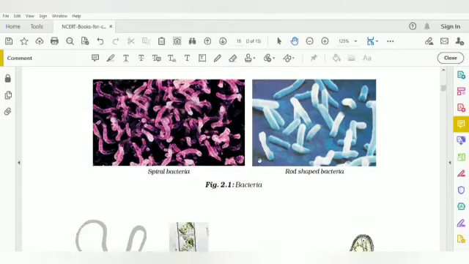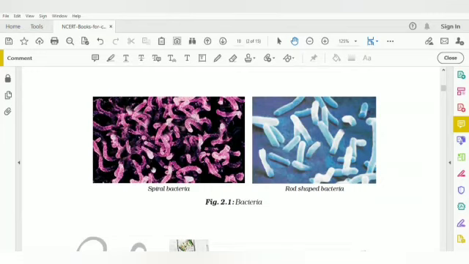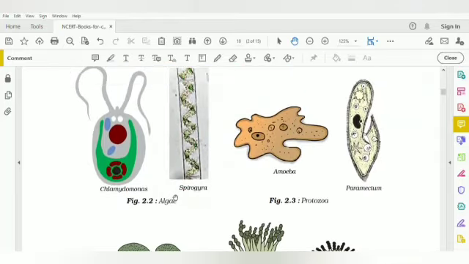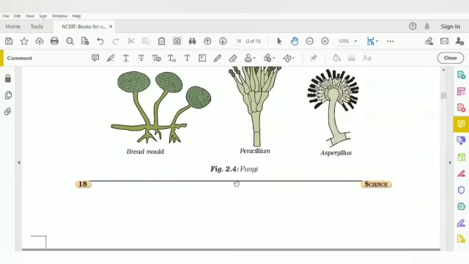So now let me show you the examples of bacteria. As I told you, the spiral bacteria, spirilla, and the rod-shaped bacteria, which is the bacilli. Now these are the examples of algae. The examples of algae are Chlamydomonas and Spirogyra. And the examples of protozoa are amoeba and paramecium, as I said. And the examples of fungi are bread mold, penicillium, and aspergillus.